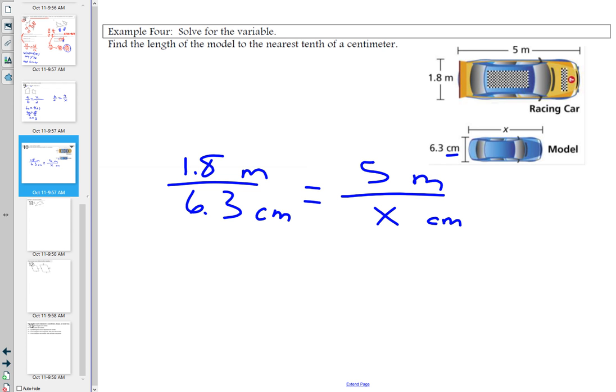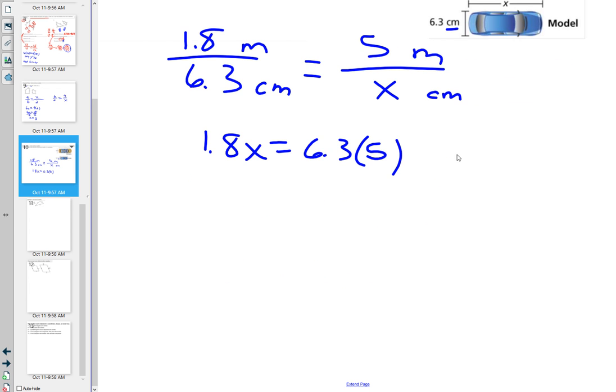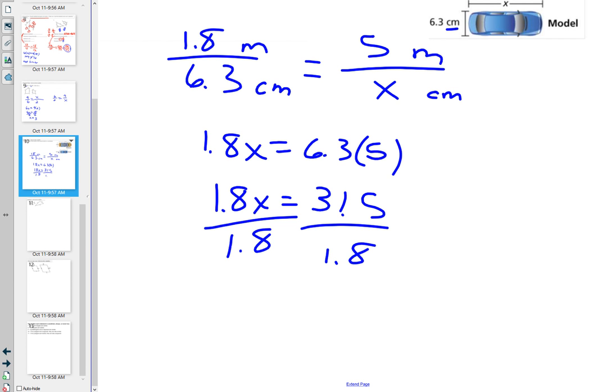Do you want to do this one in your head? No? You can probably use a calculator and it'll work, but why not do it this way? 1.8x is equal to 6.3 times 5. 1.8x is equal to 31.5. Is that going to also be a decimal? 31.5 divided by 1.8? Probably should be. Does it go on forever? Does it truncate? So x is equal to 3.9375. Yep. Okay. Be careful with these.